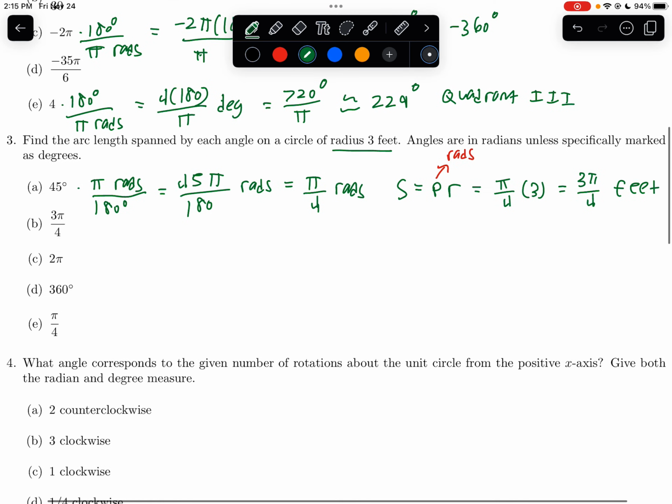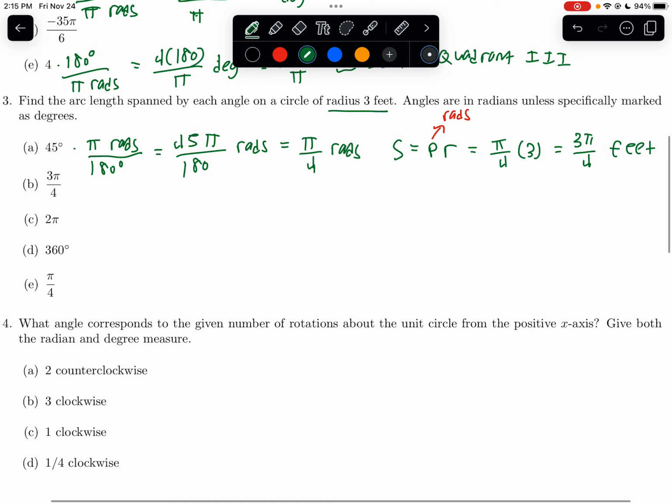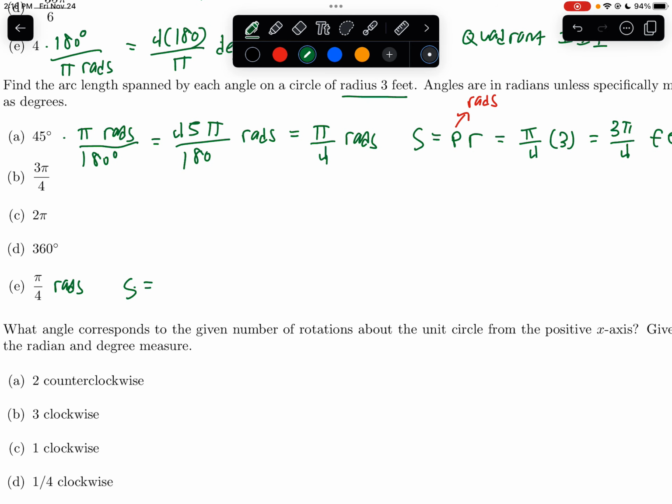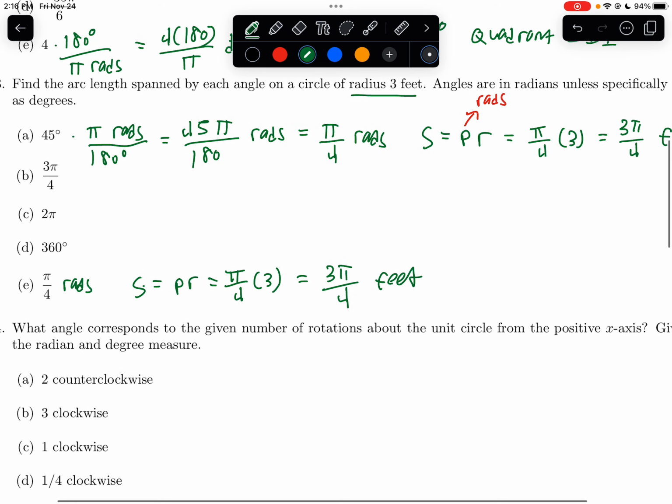Because it's a length, it has to have units, the units of the radius. So then like part E, this is already in radians. You don't need to convert it. So you can just apply the formula directly, theta times r. The angle is pi over 4. Radius is 3. So this is 3 pi over 4 feet. Same thing as the one above.